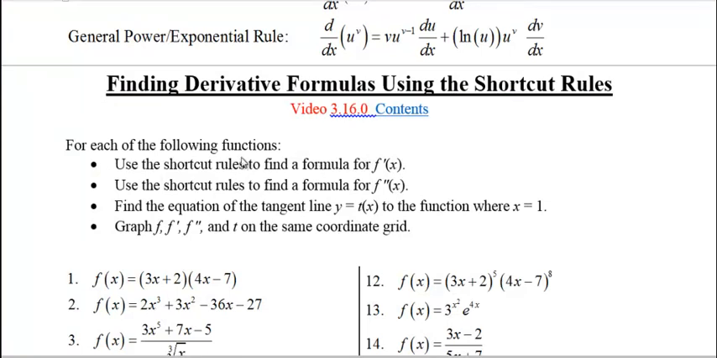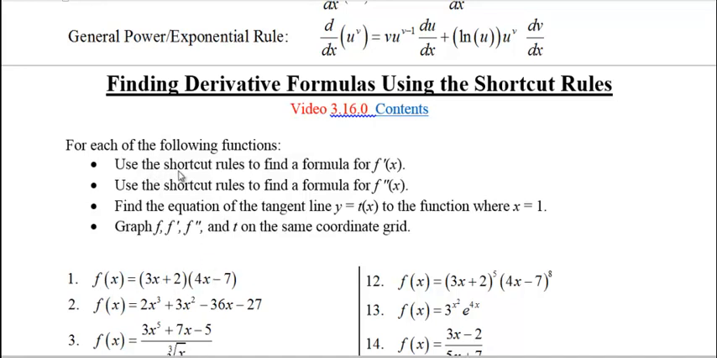This is the first of a series of videos on finding some derivative formulas using the shortcut rules. We have 20 problems here, and for each one we're going to find a first and second derivative. So that's going to be 40 derivative formulas we're going to be calculating in these videos. I'm going to do a video on each one. So we're going to start with number 1 here.